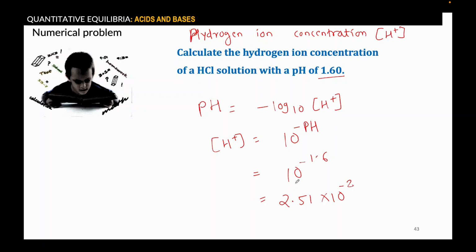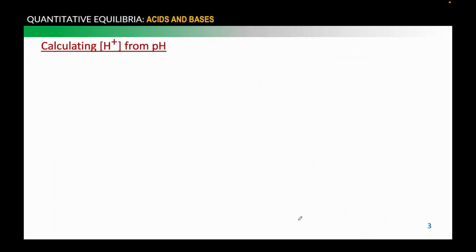When you are calculating concentration, you should mention the unit. The unit of concentration is mole per cubic decimeter, or you can also write it as mole dot dm cube inverse. So in this way, students, we studied how to calculate pH from hydrogen ion concentration and how to calculate hydrogen ion concentration from a given pH.